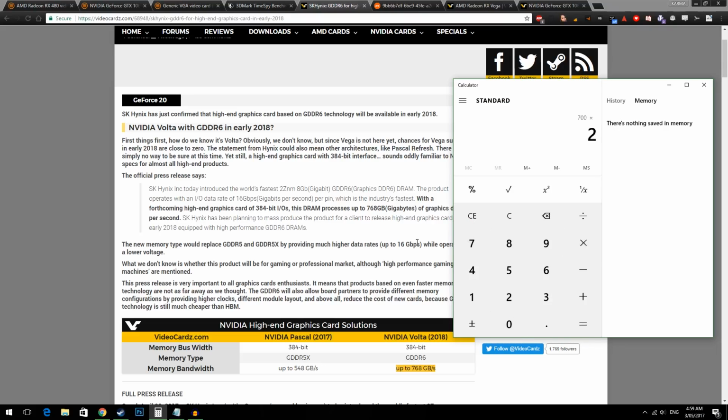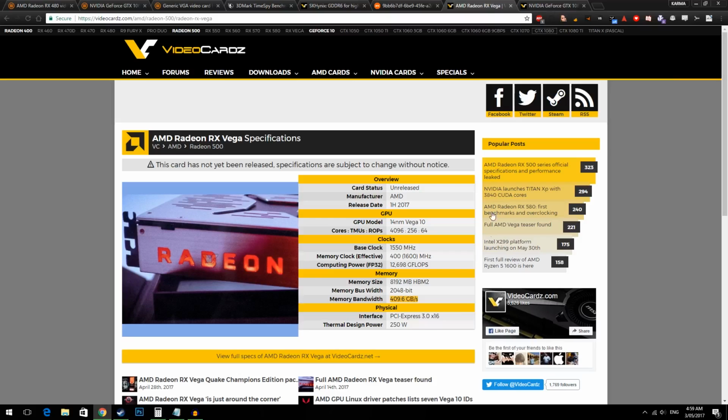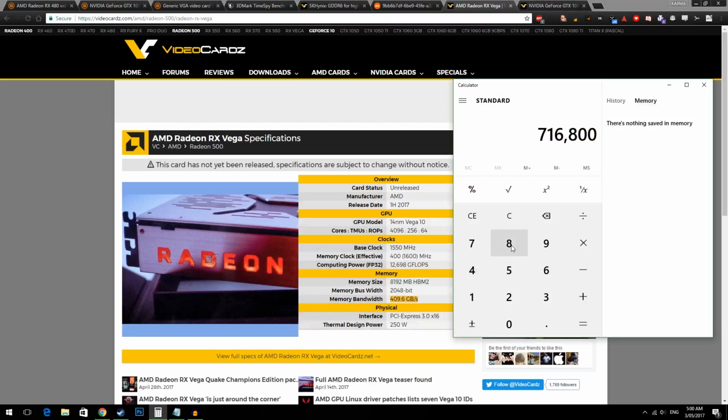So if we do a calculation on a 2048-bit memory bus and we divide it by 8 from bits to bytes, we get 716 gigabytes per second of total memory bandwidth, which totally blows this 409.6 out of the water. I mean, you're going from 409.6 to 716.8, and you're getting an increase of essentially 47%, which is crazy.